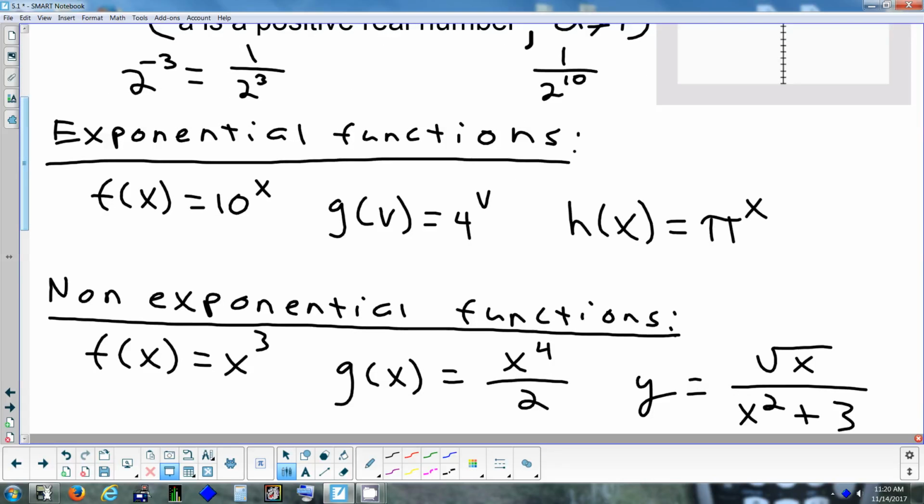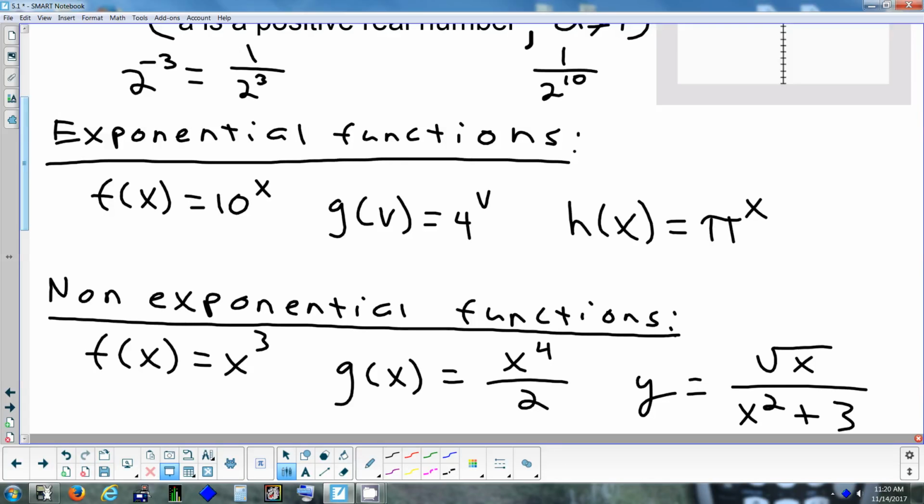Below are all things that are not exponential functions. X cubed, that's a polynomial. Your exponent is a non-negative integer, and your base is the variable. That's f of x. G of x is pretty much the same thing. That's a polynomial. The last one, well, it's a combination of a radical and a polynomial in the bottom. But either way, you don't have any exponents in the bottom that are variables. So those are non-exponential functions.